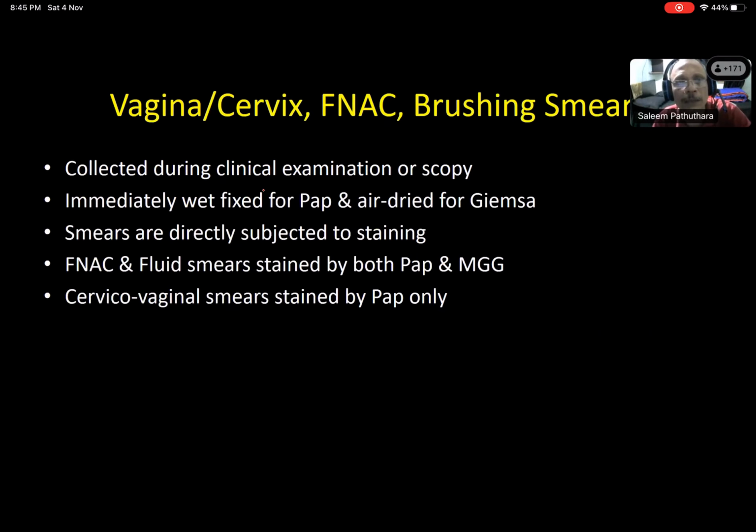So coming to the next, smear collection and preparation: these are gynec smears, vaginal and cervix smears, FNAC smears, and brushing smears. These smears are collected during the clinical examination or during the scopy, in the OPD or in the OT. And immediately the smears have to be wet fixed for PAP, and at least one smear has to be air dried for Giemsa. This Giemsa smear should not be fixed at the collection area. It will be fixed by the lab people.